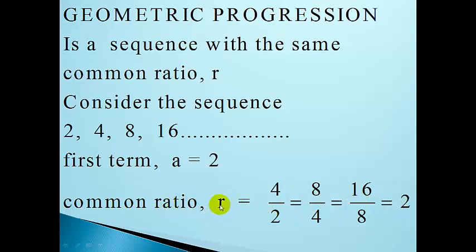To find the common ratio, it is given by the second term divided by the first term, that is 4 divided by 2, or the third term divided by the second term, that is 8 divided by 4, or the fourth term divided by the third term, that is 16 divided by 8. And in all these three cases, the answer is 2. That is how we find the common ratio.